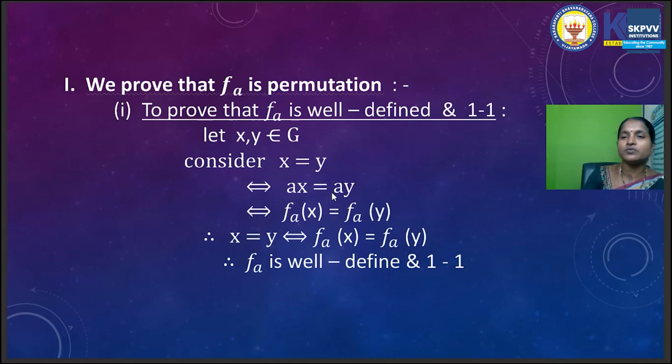Now we prove 1-1. 1-1 means if f_a(x) is equal to f_a(y), then x is equal to y. So now we go in reverse. Suppose f_a(x) is equal to f_a(y). From the definition, ax is equal to ay. Since G is a group, it satisfies cancellation laws. By the left cancellation law, we get x is equal to y. So up to down we proved it is well defined, and down to up we proved f is 1-1. So firstly we proved that f_a is well defined and 1-1.